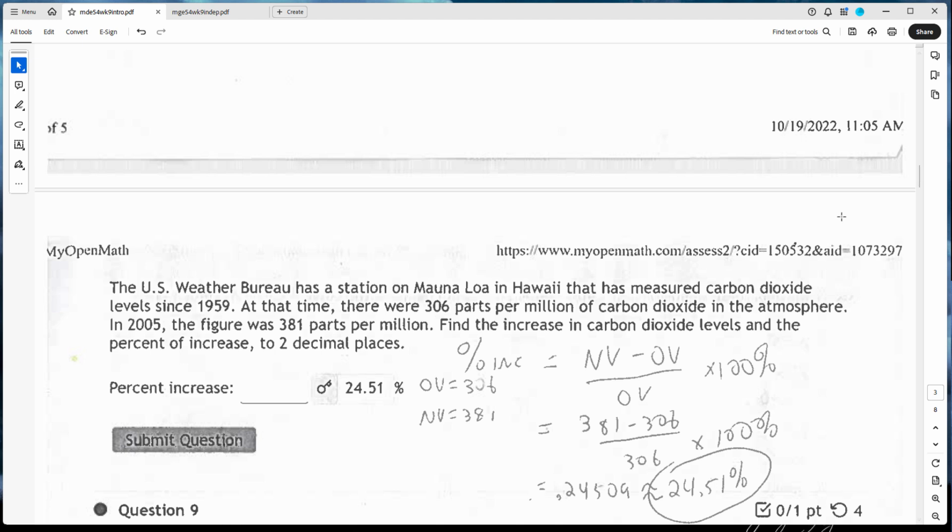So there's the formula I'm using for the percent increase: new value minus the old value, divided by the old value. My old value was 306, my new value was 381. I plug into my formula and simplify. The percent increase is 24.51%. And that was question number 8.